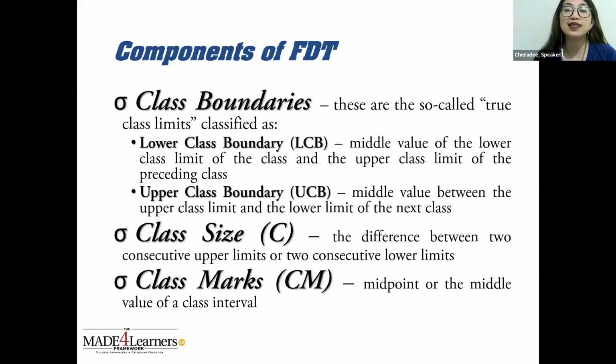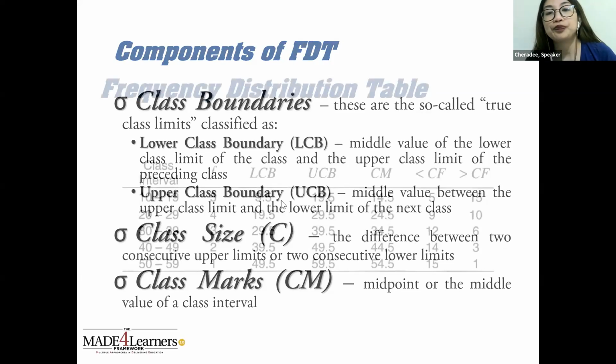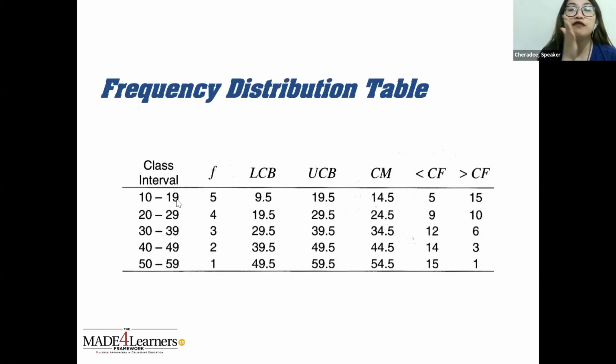For class marks, this is the midpoint or middle value of a class interval. So for example here, 10 and 19. What is the middle value of 10 and 19? Since 10 to 19 is 10 numbers, an even count, you get the median. But the easiest way to do that is just 10 plus 19 divided by 2. So 10 plus 19, that's 29, divided by 2, that's 14.5.